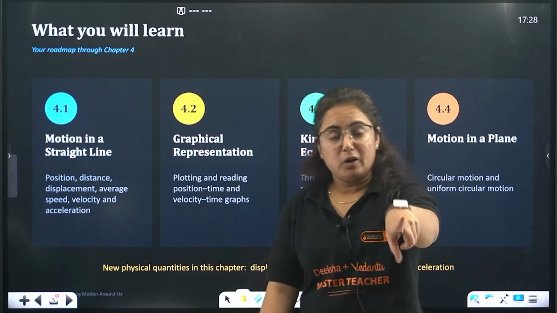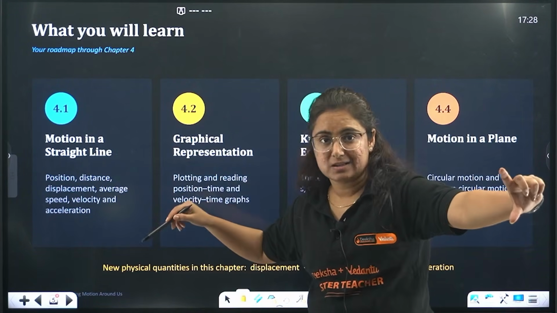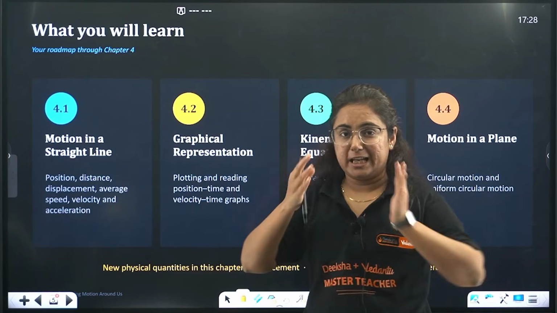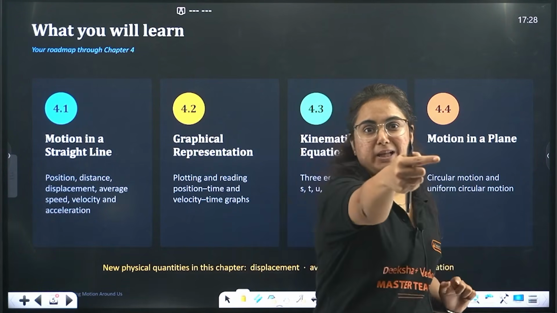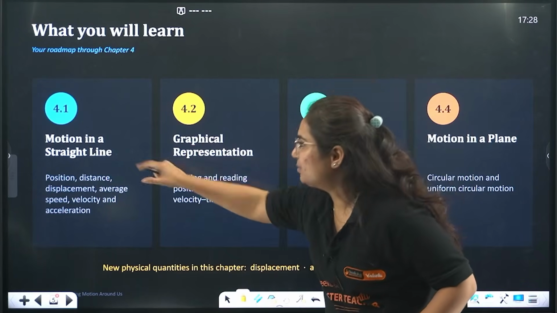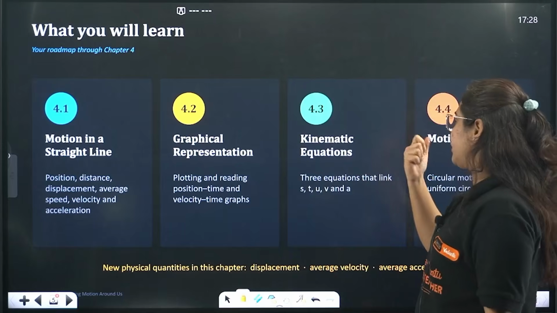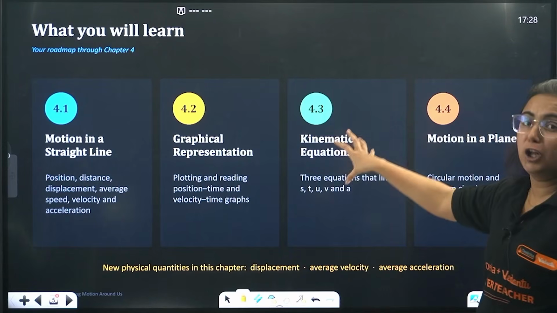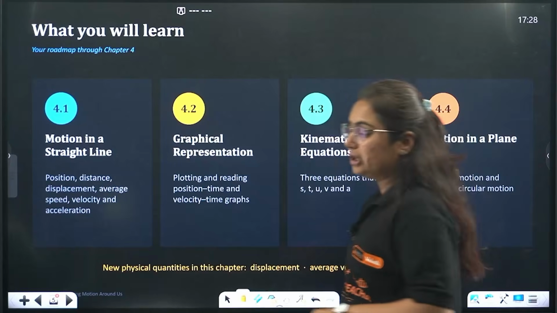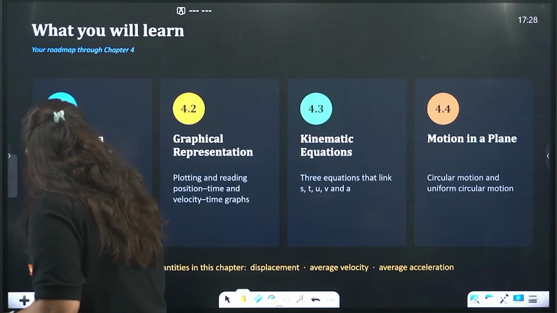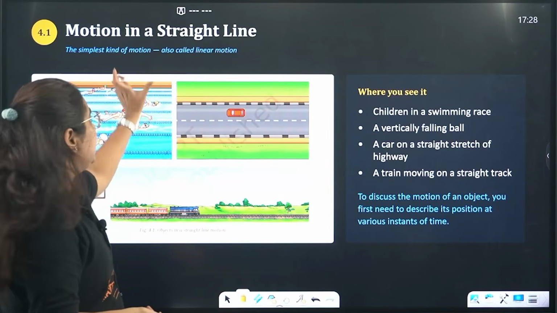Okay, so what are you going to study in this chapter? Motion in a straight line, that is linear motion. We gave you the example, like you went to the washroom from your school classroom and came straight back. This is motion in a straight line. Then you will learn about its graphical representation, kinematic equations to solve all those numericals which you are eventually scared of, and motion in a plane. Okay, let us begin with the very first topic of the day, that is motion in a straight line.